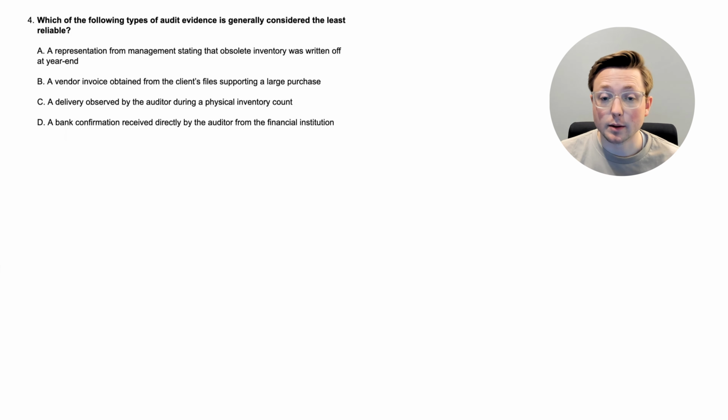Option C, a delivery observed by the auditor during a physical inventory count. Or option D, a bank confirmation received directly by the auditor from the financial institution. So again, which one of them is going to be considered the least reliable out of these different options? Based on what we've learned so far, I think you could probably figure this out. Pause the video if you need to and come back when you're ready.